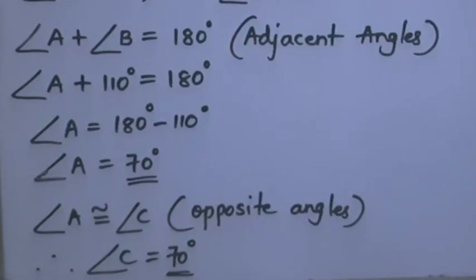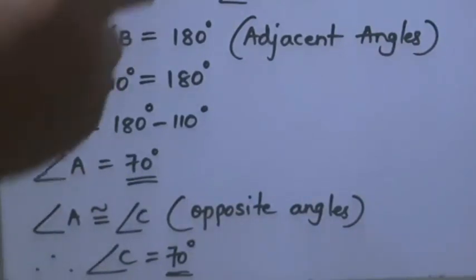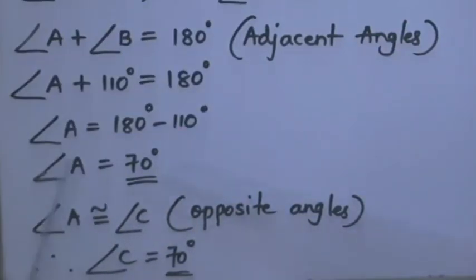Now we will find angle C. We know angle A and angle C are congruent to each other because they are opposite angles. Therefore if angle A is equal to 70 degree, then angle C is also equal to 70 degree.